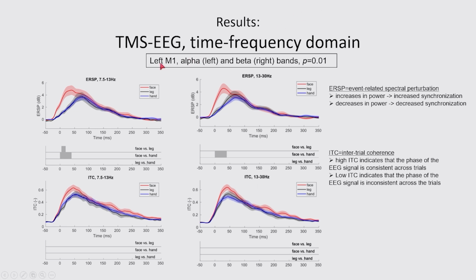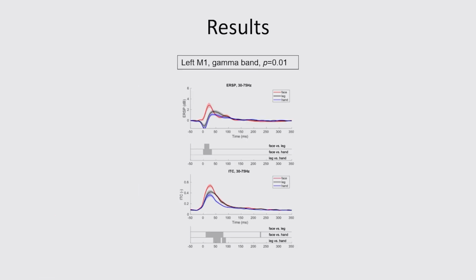Looking at both alpha and beta frequency, at the beginning, the muscles do differ from each other. But after that, the synchronization is very similar. There are no statistical differences, also in the face. So the muscles behave very similarly.